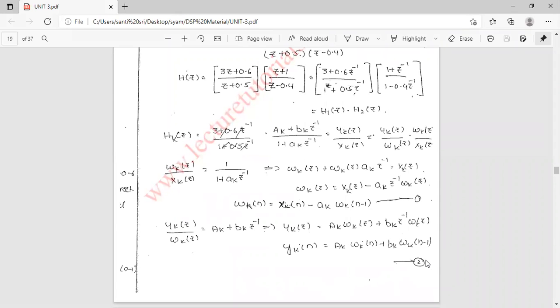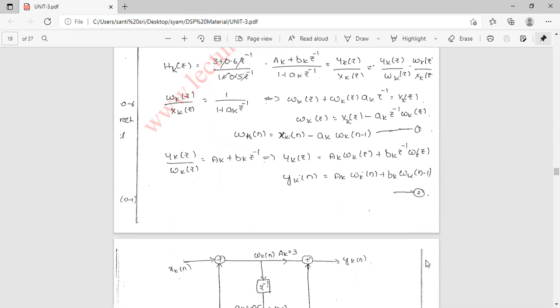Now yk of z by wk of z is equal to ak plus bk into z power minus 1. By cross multiplying, we will get yk of z is equal to wk of z into (ak plus bk into z power minus 1). So it will become ak into wk of z plus bk into z power minus 1 into wk of z, or yk of n equals ak into wk of n plus bk into wk of n minus 1. Let it be taken as equation number 2.